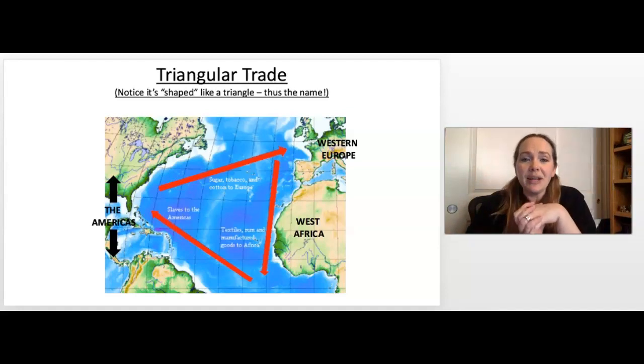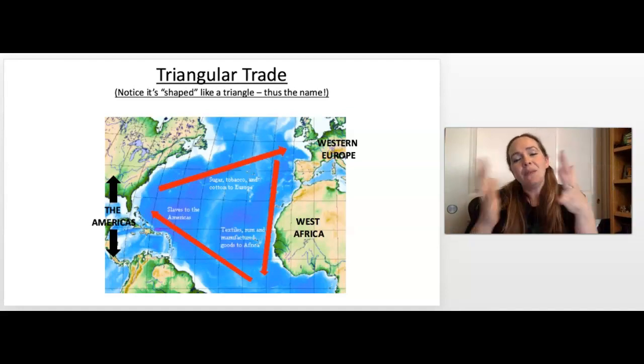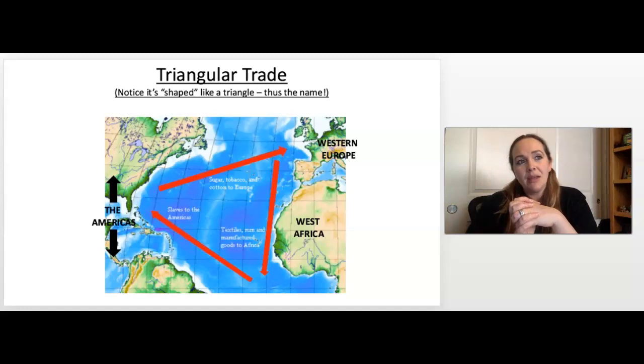All right, the triangular trade. The triangular trade specifically tends to be used when you're talking about the importation of slavery into the New World, okay?